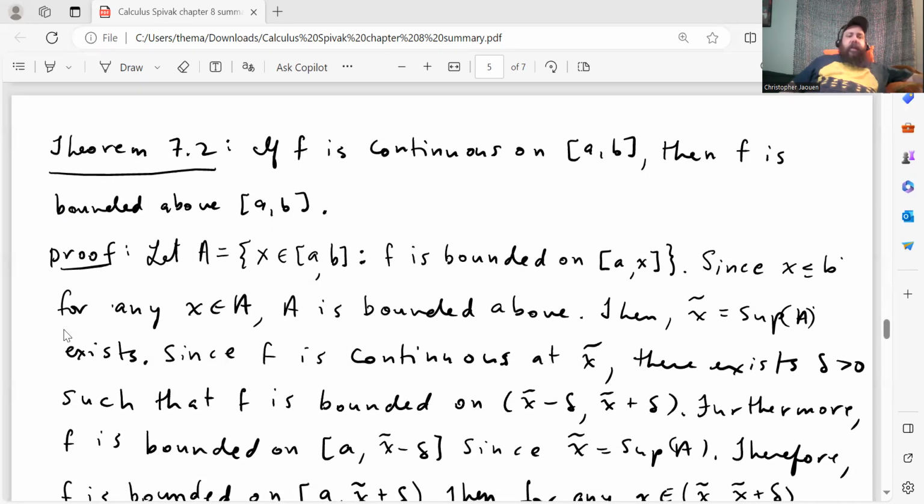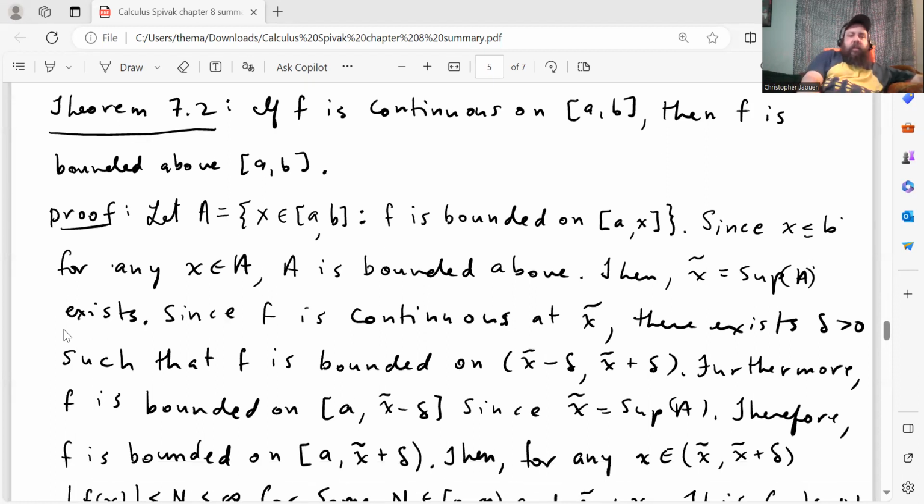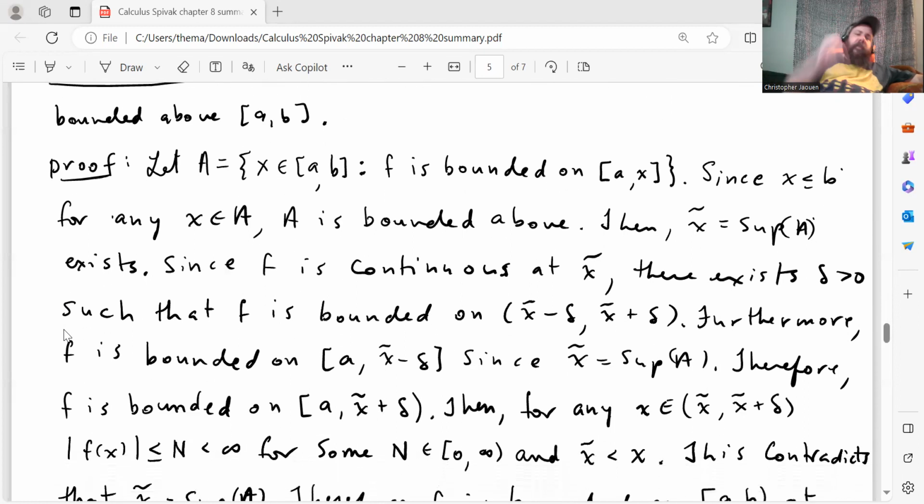Okay, so now we're ready to prove theorem 7.2 from chapter 7, which, if you recall, is this theorem here. If f is continuous on the closed interval from a to b, then f is bounded on the closed interval from a to b. Bounded means bounded above and below. So here's the proof. Again, it follows from the least upper bound property. So let's start by defining the set A to be the set of all x in the closed interval from a to b, for which f is bounded on the closed interval from a to x.